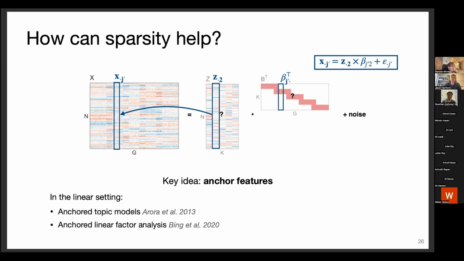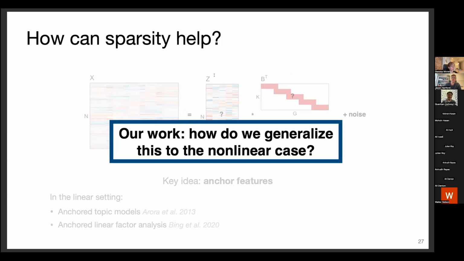Okay, and just as another example, this could be an anchor feature for a second factor, for example. And so the main takeaway from our paper is, how can we generalize this idea of anchors, which has been so helpful in the linear case, to the nonlinear representation learning case?